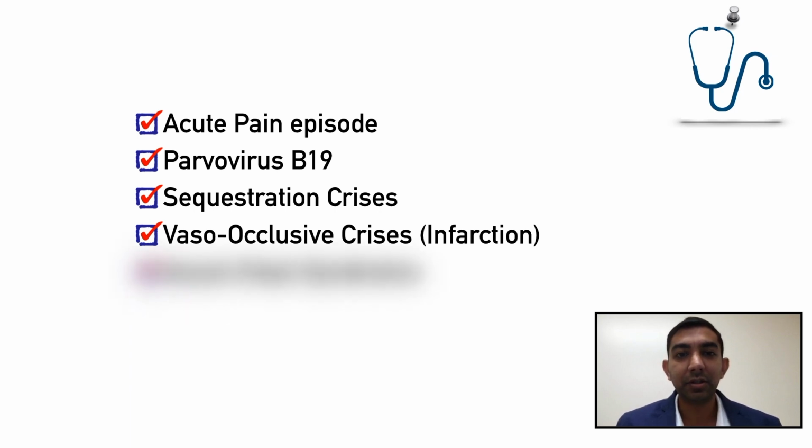Another important feature is acute chest syndrome. This arises due to vaso-occlusion in the pulmonary microcirculation, and the patient will usually present with chest pain, dyspnea, and lung infiltrates.